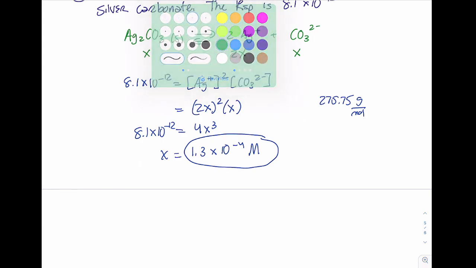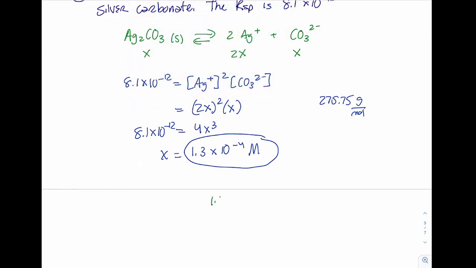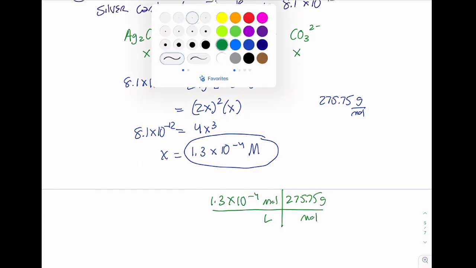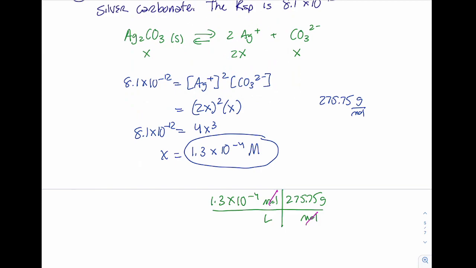So taking 1.3 times 10 to the negative 4th moles per liter, right? This time moles are on top. I want moles to cancel. So I'm going to multiply by my molar mass. When I do that, moles will cancel and I'll be left with grams per liter.